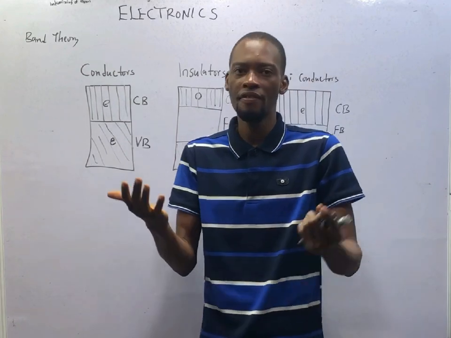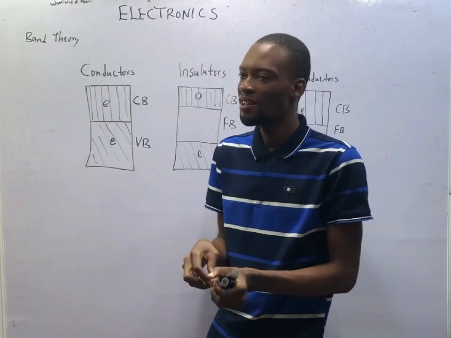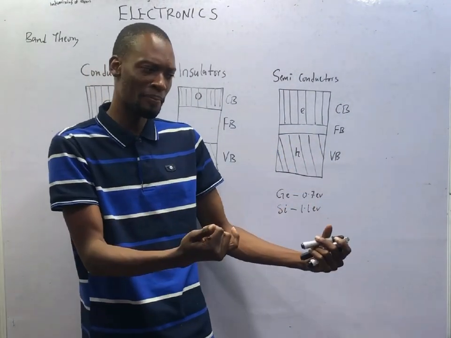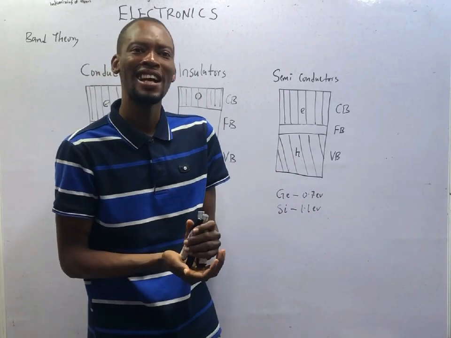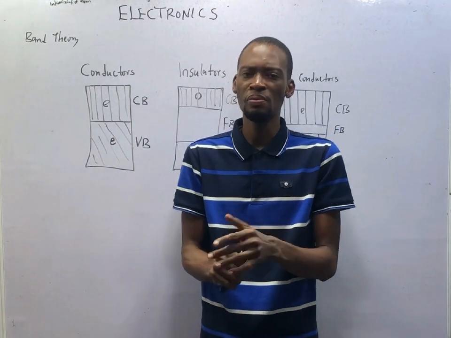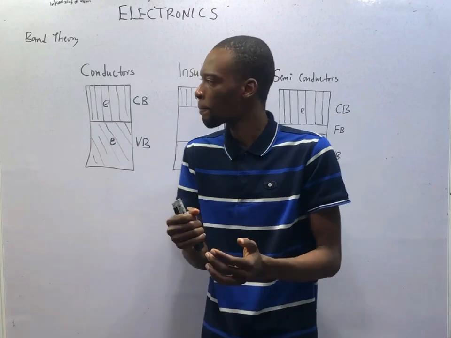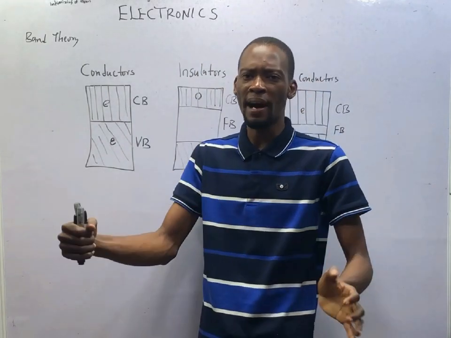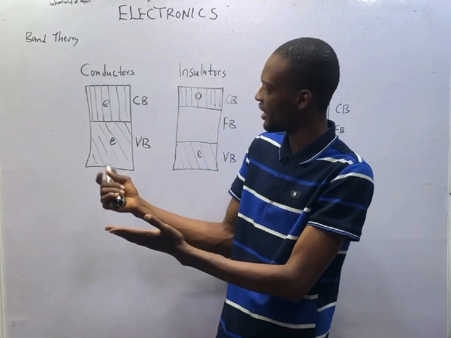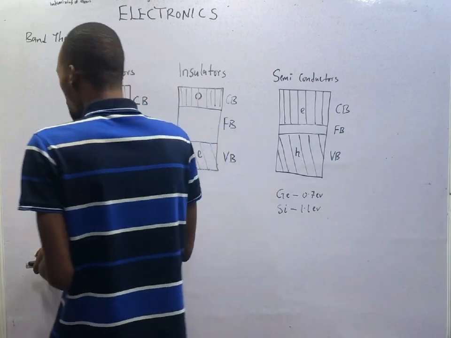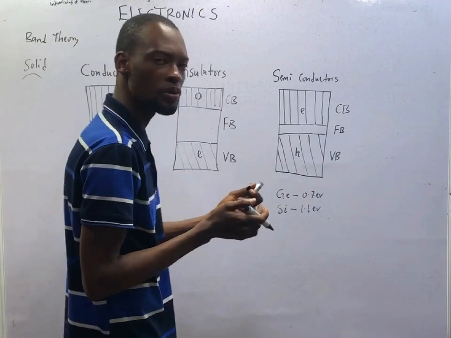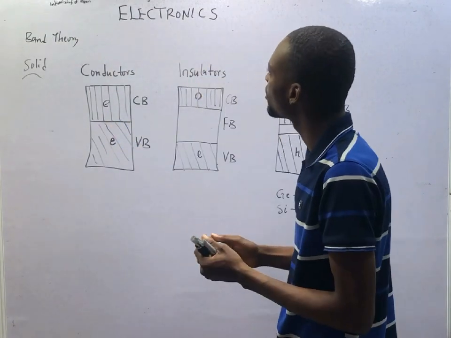Matter exists in three states: the solid state, the liquid state, and the gaseous state. The difference between the solid state of matter, the liquid state of matter, and the gaseous state of matter is the force of attraction between the molecules. It's how close the molecules are. For gases, the molecules are far apart. For liquids, a little bit closer than the way they are in gases. But for solids, the molecules are very close. The force of attraction between molecules is strong.